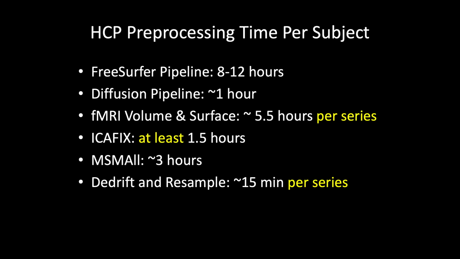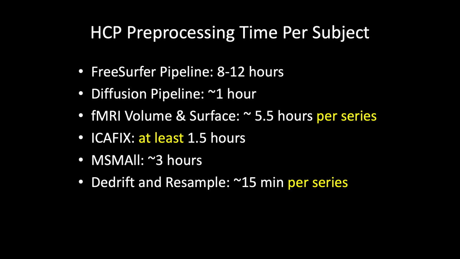One heads up about HCP processing is that it takes a while. If you've ever used FreeSurfer, depending on the server that you have, it's going to take anywhere from 8 to 12 hours per subject to run. The diffusion pipeline takes about an hour. Your fMRI going through the volume and surface-based processing takes on average 5.5 hours per series. So if you've collected 8 series, it's going to take a while.